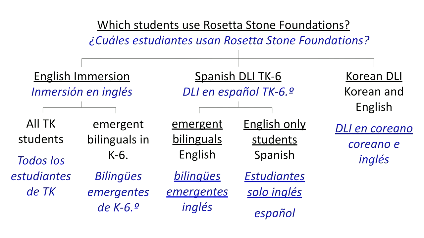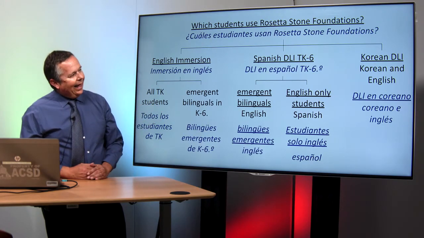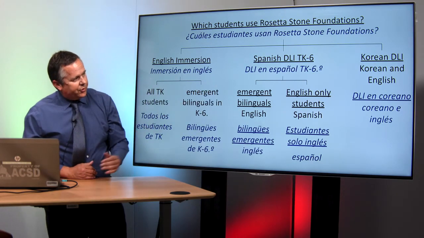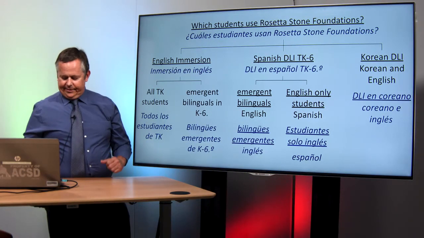In our Spanish dual language immersion program, our emergent bilinguals use the program learning the English language, and our English-only students use the program learning the Spanish language. That's in our Spanish dual language immersion program from transitional kindergarten all the way through 6th grade. And in our Korean dual language immersion program, our students are using the program in both Korean and in English.